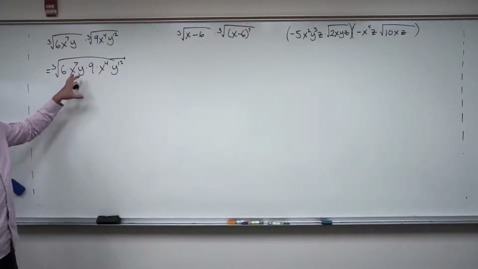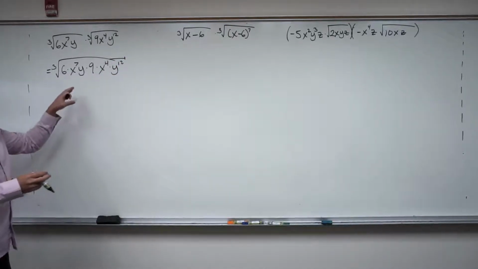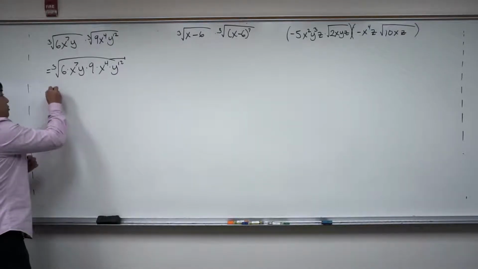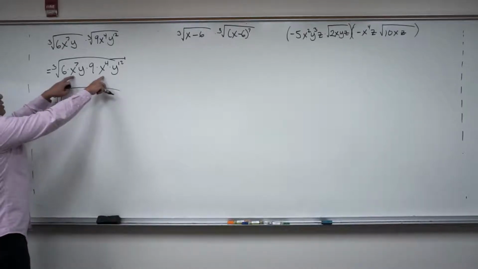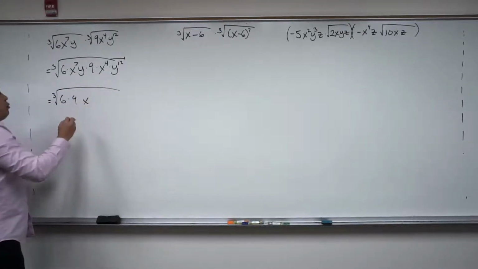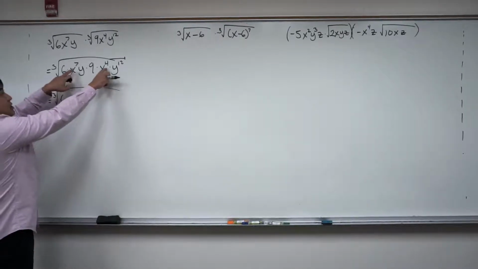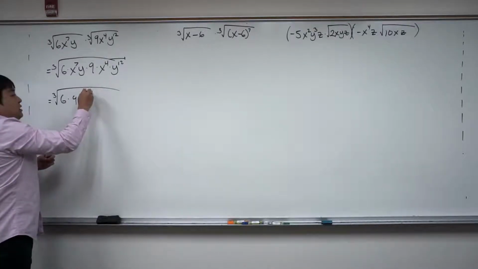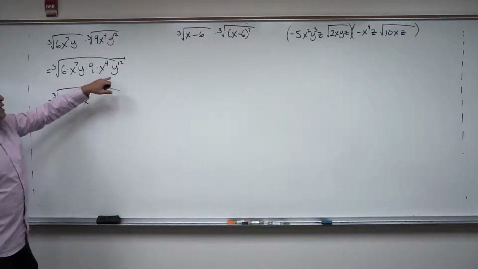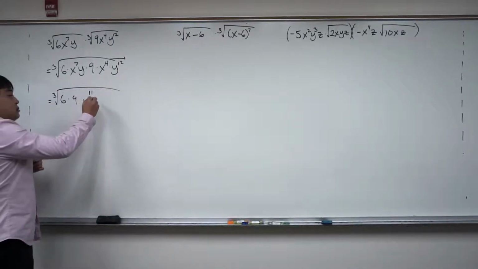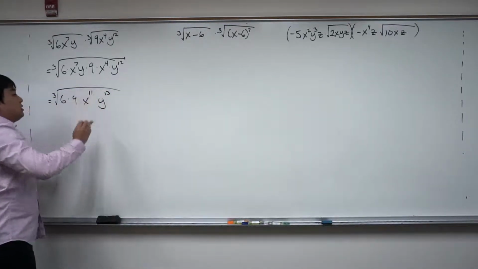So now that we have this, right, we can change the order of things. So what I'm going to do is I'm going to write it as the third root of 6 times 9. And then the x's themselves, when we multiply, they add the exponents. So this is actually to the 11th because 7 plus 4 is going to be the 11th. Then the y and the y to the 12th add the exponents to give you y to the 13th.